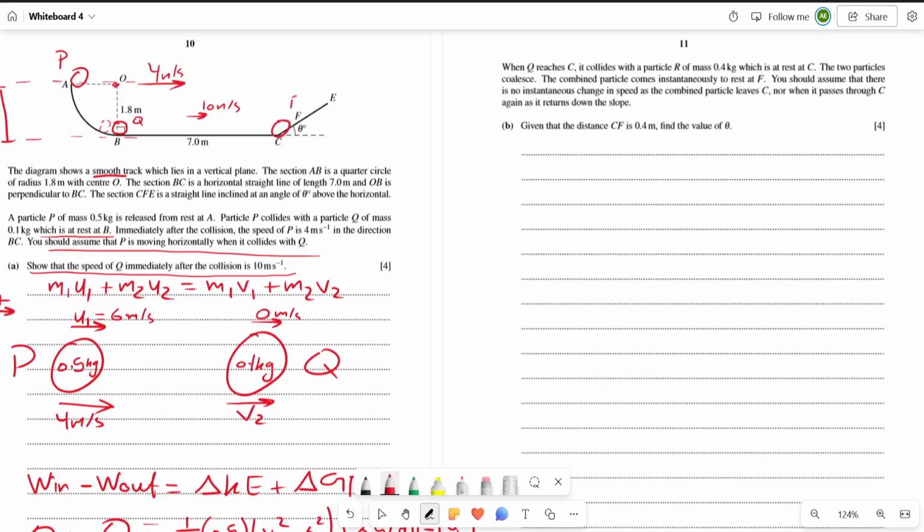When Q reaches C, it collides with yet another particle R. So there is another particle R over here, which is at rest. The two particles coalesce. Okay, what does this mean? It means that they combine and become one single particle. This keyword is super, super important for the momentum chapter.